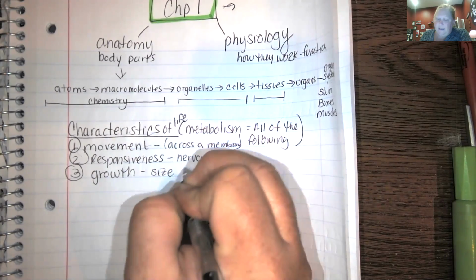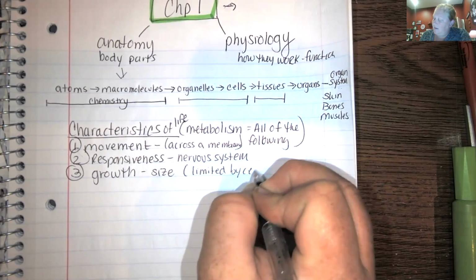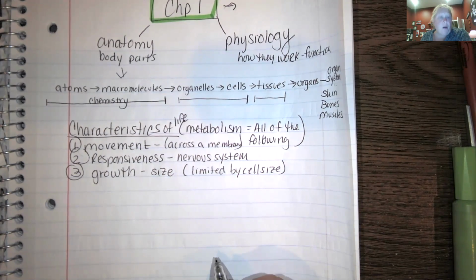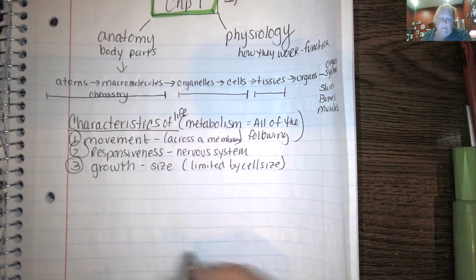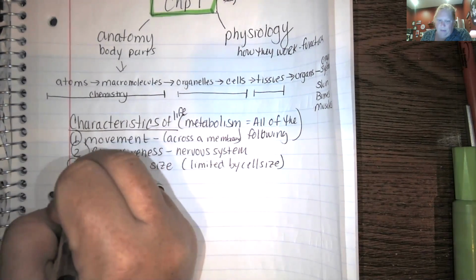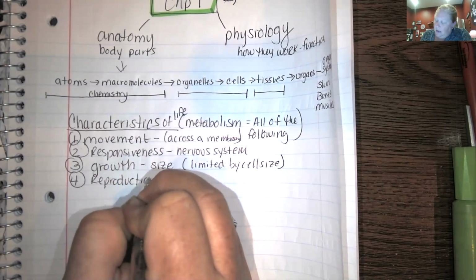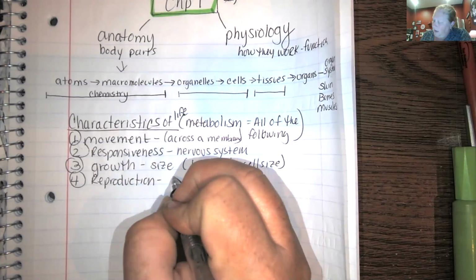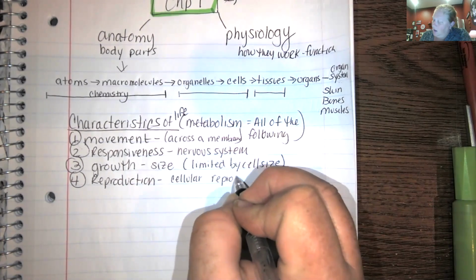We're growing in size. And this is, of course, limited by cell size. If you remember from biology, there was an experiment with agar cubes. You can only get so big before the cell needs to divide, because if you don't, then the cell can't get things in and out of it properly. All right, reproduction. Now, with reproduction, keep in mind that we can talk about cellular reproduction, okay? And that's called mitosis.